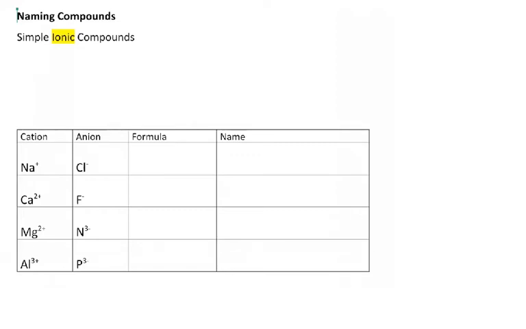All right, so how to name compounds. First, we're going to start with ionic compounds. So ionic means a metal plus a non-metal. So in that case, the metal is always the cation and the non-metal is always the anion.